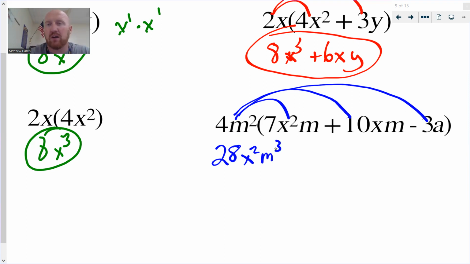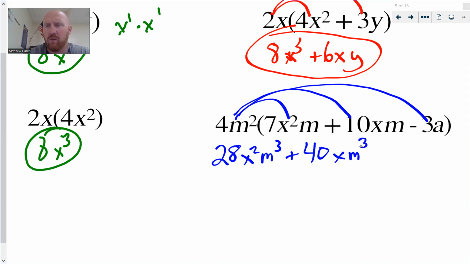Next, we're going to take 4m squared times 10xm. So 4 times 10 is 40. M squared times xm. Well, there's no x, so we're just going to rewrite x. M squared times m is just going to be m cubed.